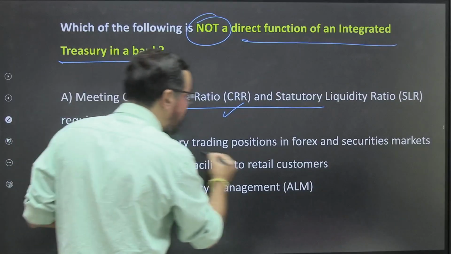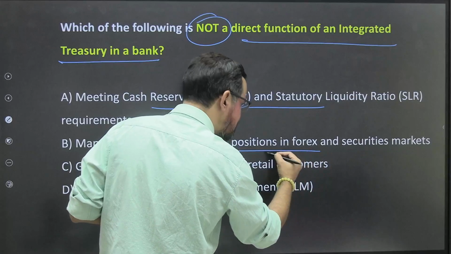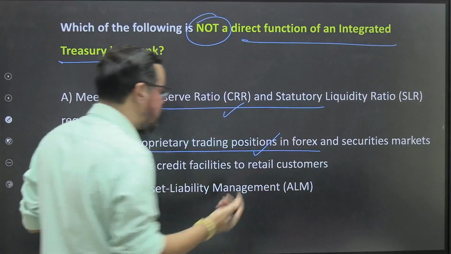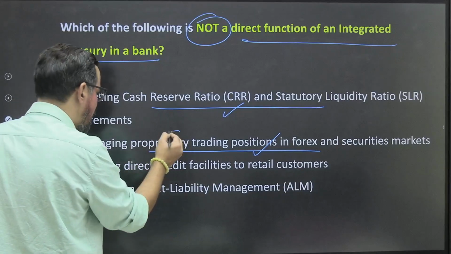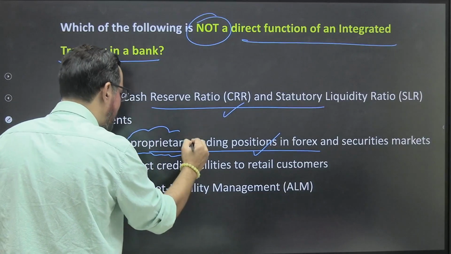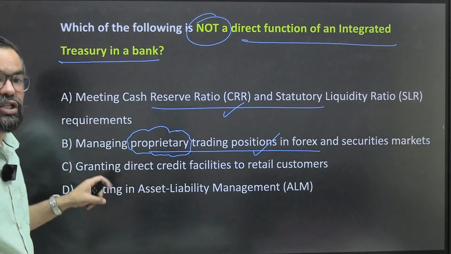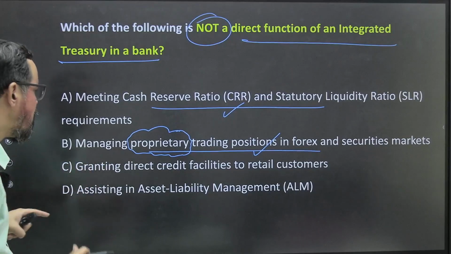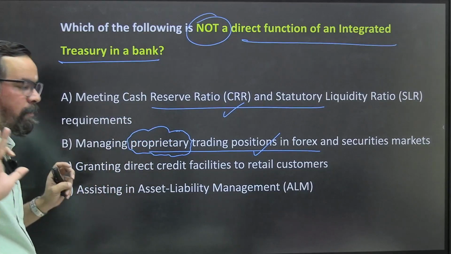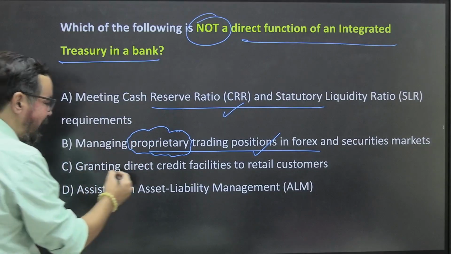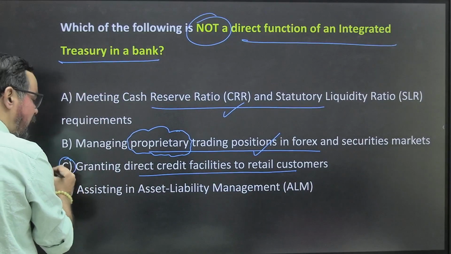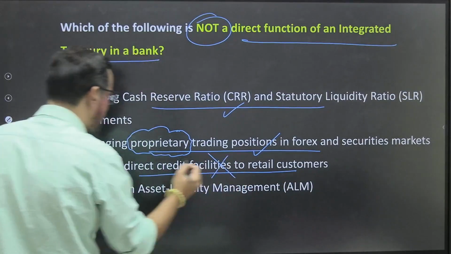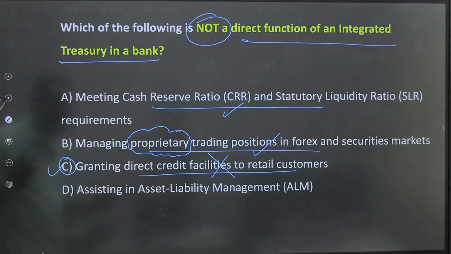Managing proprietary trading position in forex and securities market. Yes, proprietary position means bank-owned position. These are positions which are generally owned by the bank or on behalf of the bank itself, not on behalf of customers. So this is also done by the treasury department. Granting direct credit facilities to retail customers is not part of this. So treasury is not involved in these activities.